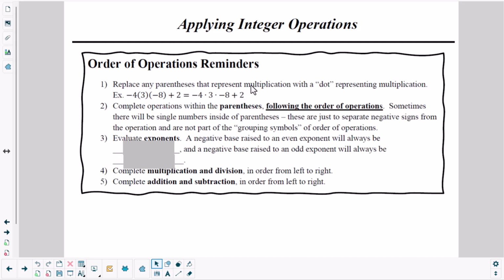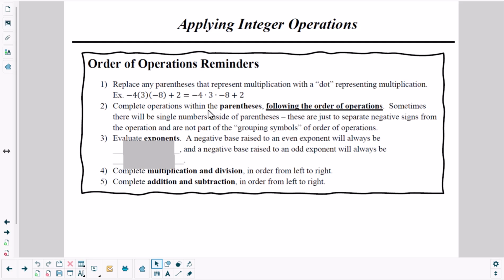The next thing I would do is complete any operations within the parentheses, following the order of operations. Now, sometimes there will be single numbers inside of parentheses to separate a negative number from an operation, but they aren't necessarily part of the grouping symbols of order of operations. We'll see some of that in our examples.